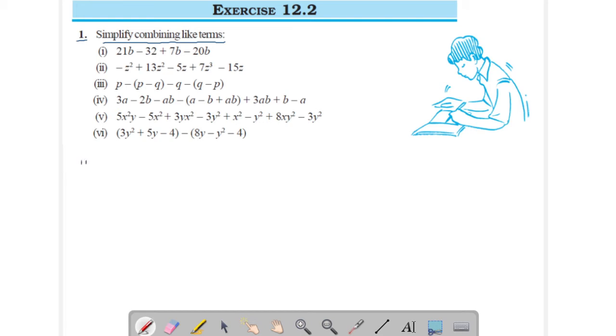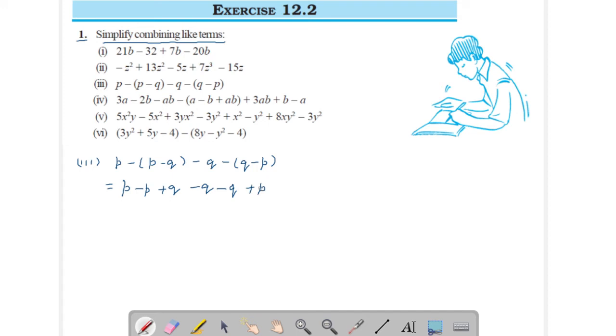Now come to third part. P minus within the bracket P minus Q minus Q minus within the bracket Q minus P. Here open the bracket first. It is P. Here before bracket there is a minus sign. The sign will be changed in bracket. It will become minus P plus Q minus Q. Again there is a minus sign before bracket. The sign of terms within the bracket will change. It will be minus Q plus P.